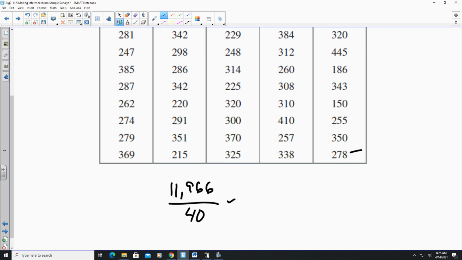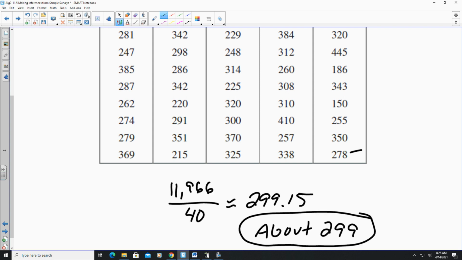This equals 299.15, but the estimation comes at the very end. So about 299 friends are on these individuals' social media accounts as friends.